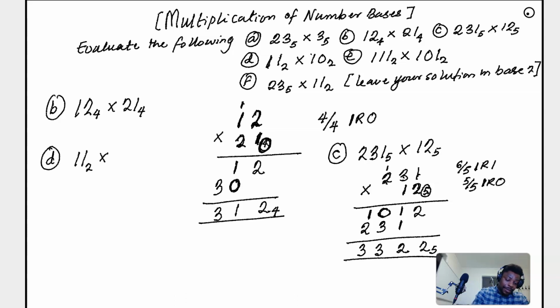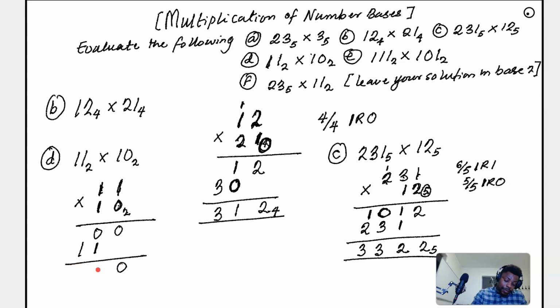11 base 2 times 10 base 2. Okay? So in this case, I'm multiplying 11 times 10 in base 2. 0 times 1, 0. 0 times 1, 0. You are writing it because it's less than the base. So I've used 0 to multiply 1 and 1. Now let's use 1 to multiply 1 and 1. 1 times 1, 1 is less than 2, so you're writing it. 1 times 1, 1. So this is 0, 1, 1 in base 2. Easy. There's no division in this one, so it is easy.